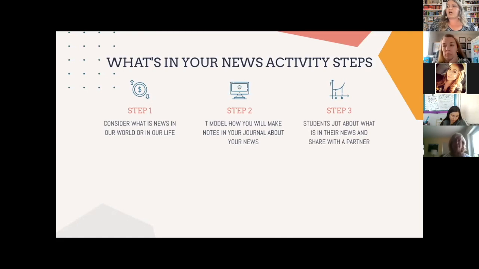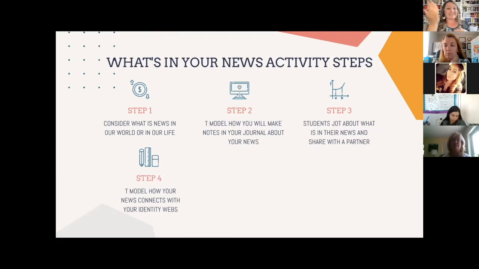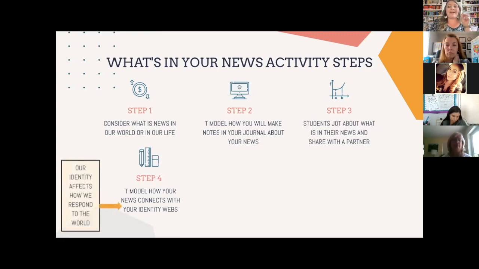Step 3, students jot about what is in their news and then they share with a partner. Then you would take that next step of teaching them, how does that connect with my identity? And that's where that identity web comes back in. So look at my news. Why does this matter to me? And this is so important. Listen to this: our identity affects how we respond to the world. Something that matters to me might not matter to the person next to me, because who I am, what is my norm, what is my lens, is what makes it important to me.